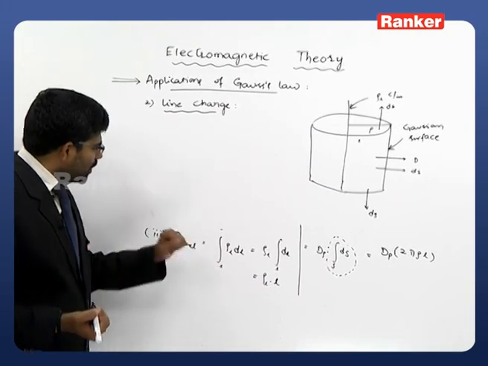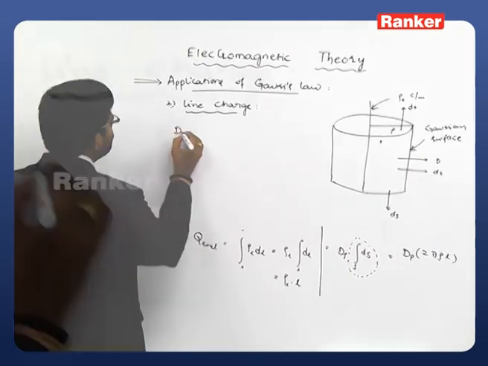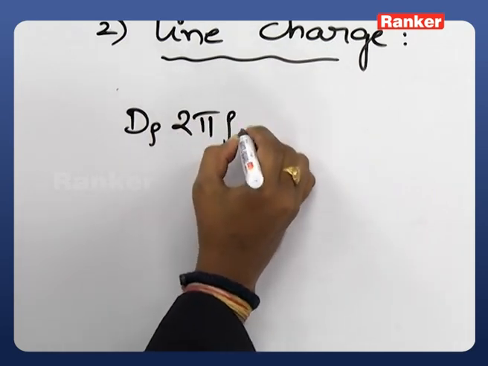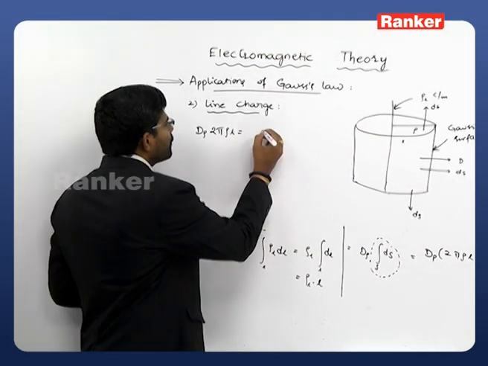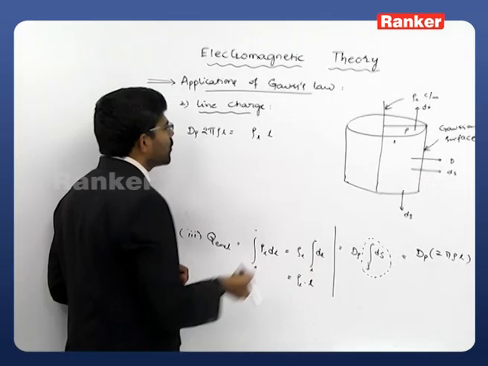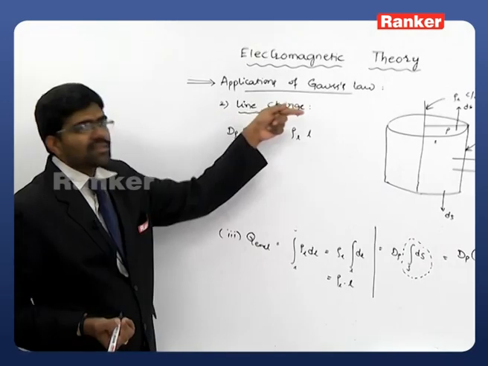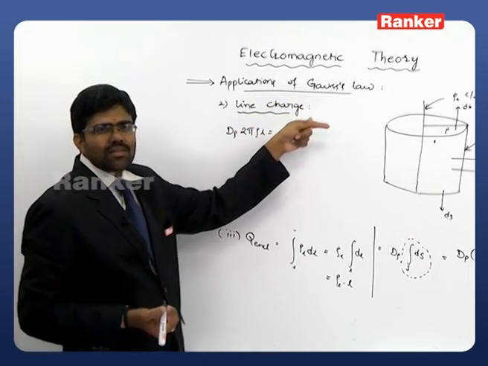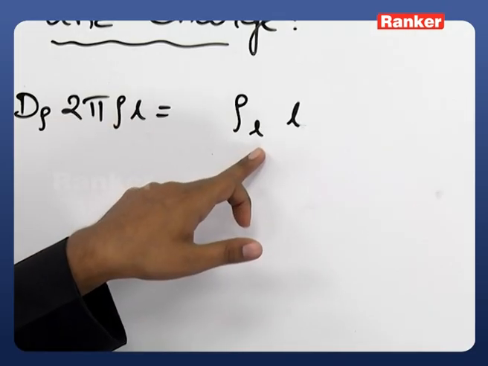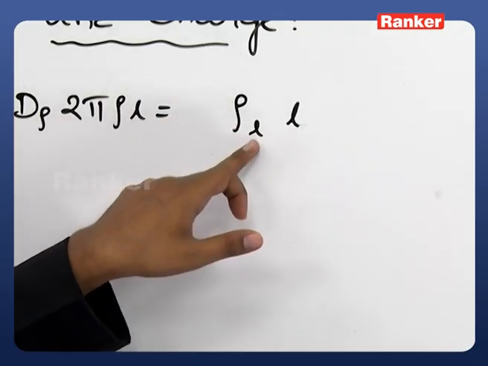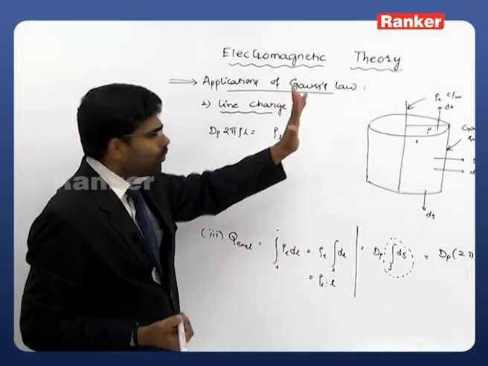So if we equate these two, the total flux leaving through the Gaussian surface is D_rho into 2 pi rho L, which is equal to the total charge enclosed within it, which is rho_L into L. Don't get confused. This rho is the radius of the cylinder, as we discussed in our cylindrical coordinate system. This rho_L is the line charge density. The suffix L always describes the charge density. Rho_L into L, where L is the length of the cylinder.